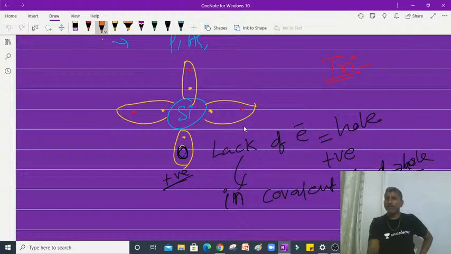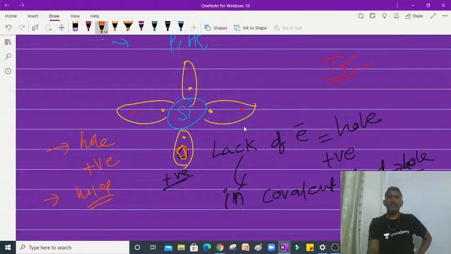So now here if you observe carefully, whenever this hole is present, I can say here the charge carrier is hole. And this is carrying a positive charge. And here majority charge carriers are nothing but holes in this kind of semiconductor material.